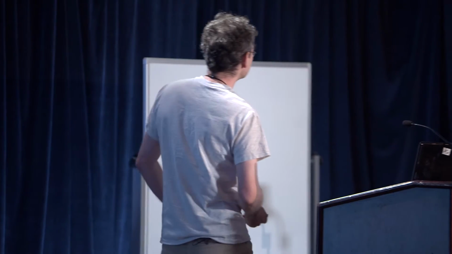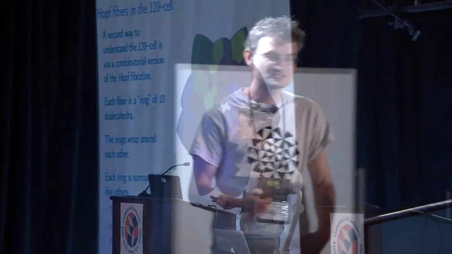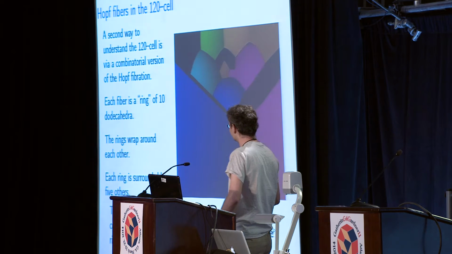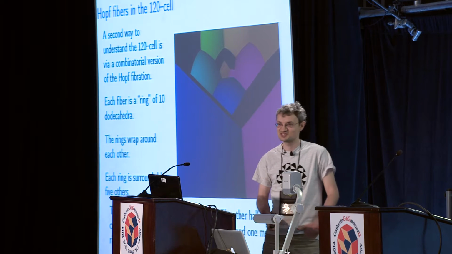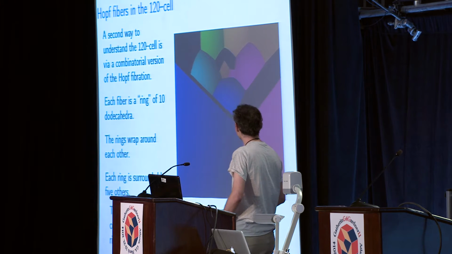And at this point, you have half of the 120 cell because you started with 10 dodecahedra per ring, and you've made 6 rings, which is 60 dodecahedra. Where are the other 60 dodecahedra? So there's another 6 rings that wrap around this one. Here's the 7th, 8th, 9th, 10th, and 11th rings of 10 dodecahedra each. The 12th ring is actually hidden inside of them, so I can't show it to you.